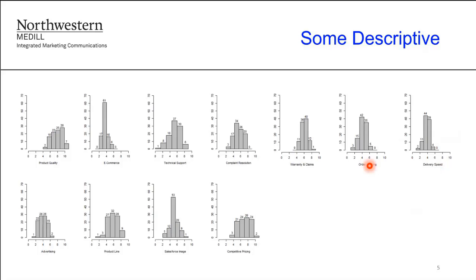These are the histograms for all the variables in the data set. This one is for product quality, and this is for e-commerce, and so on. Looking at these histograms, most of the variables are normally distributed. No variable is heavily right skewed or left skewed.